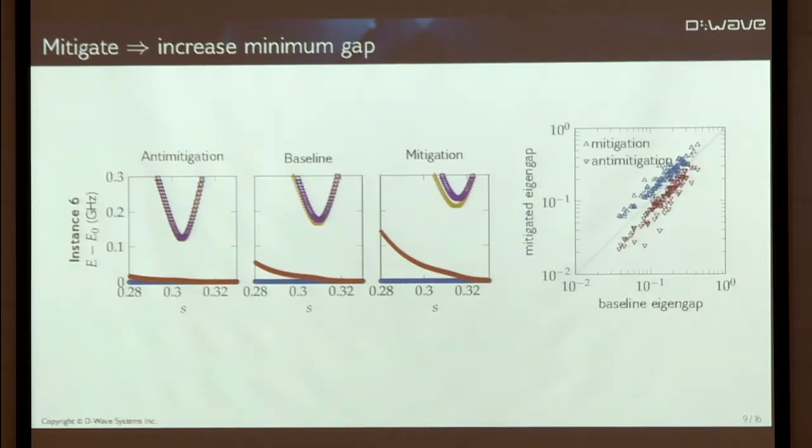And we can see that, again, we get a systematic improvement, this time not in success probability, but in the minimum gap. So this is the baseline eigengap and the mitigated eigengap. We're improving things for mitigation, and we're making it worse for anti-mitigation.